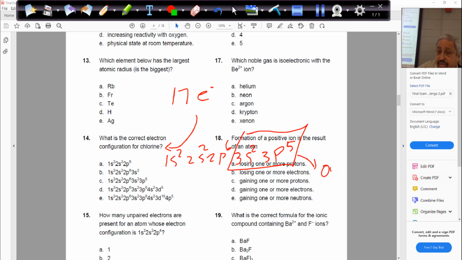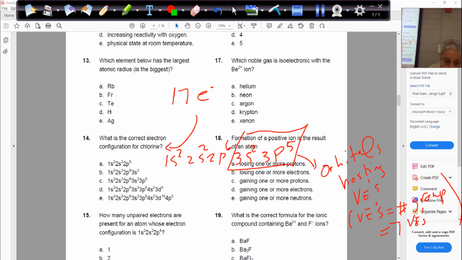So the valence electrons are found in the outermost orbitals hosting our VEs. Our VE is equal to the number of the group, which is 7, equals 7 VEs. Okay, guys, so which one of these options is correct? So D, we don't have D, we can eliminate. Correct? And we have 3s, 3p. We can eliminate this. We can eliminate this. What's left? It is C.